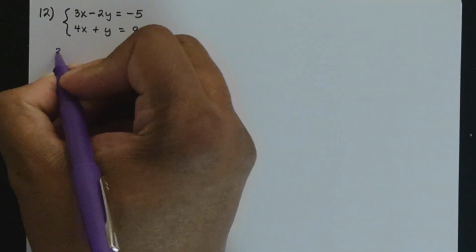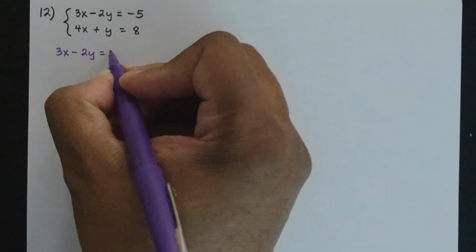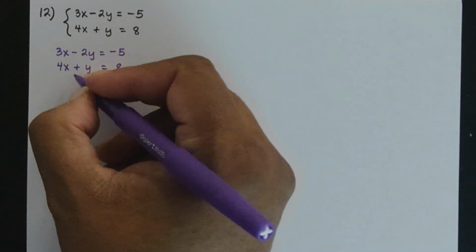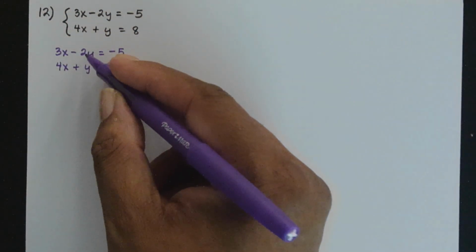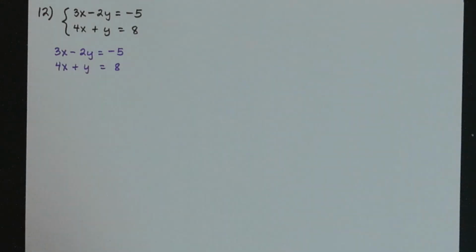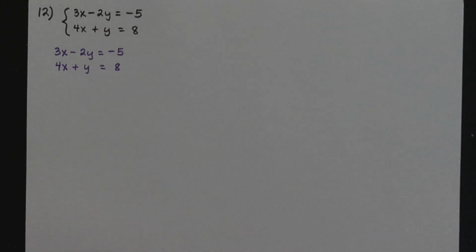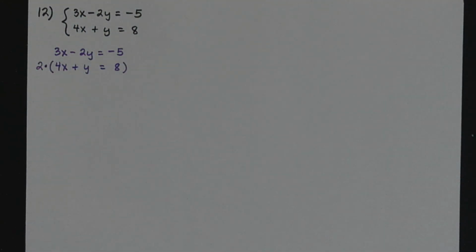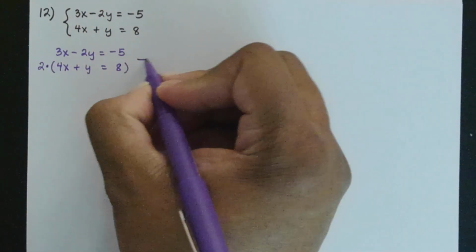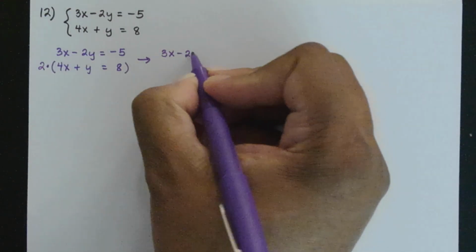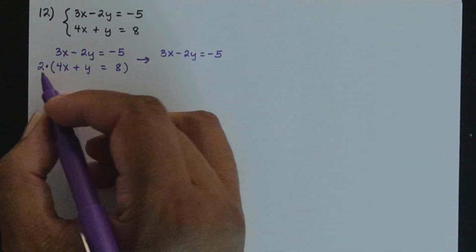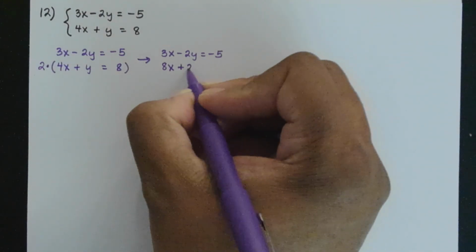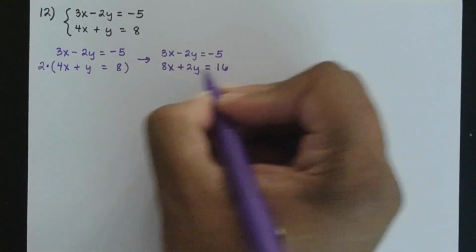Okay, so that means here, which variable would you want to eliminate, the x or the y? The y. And that's because I know I have a minus sign here and a plus sign here. And I know I got 2y, so if I want this plus y to be plus 2y, I need to multiply that equation by what? By 2. So I'm going to take this equation, multiply it by 2. The first equation, I'll just bring that over. But for the second equation, 2 times 4x gives 8x, and 2 times y will be a plus 2y equals 2 times 8, 16.